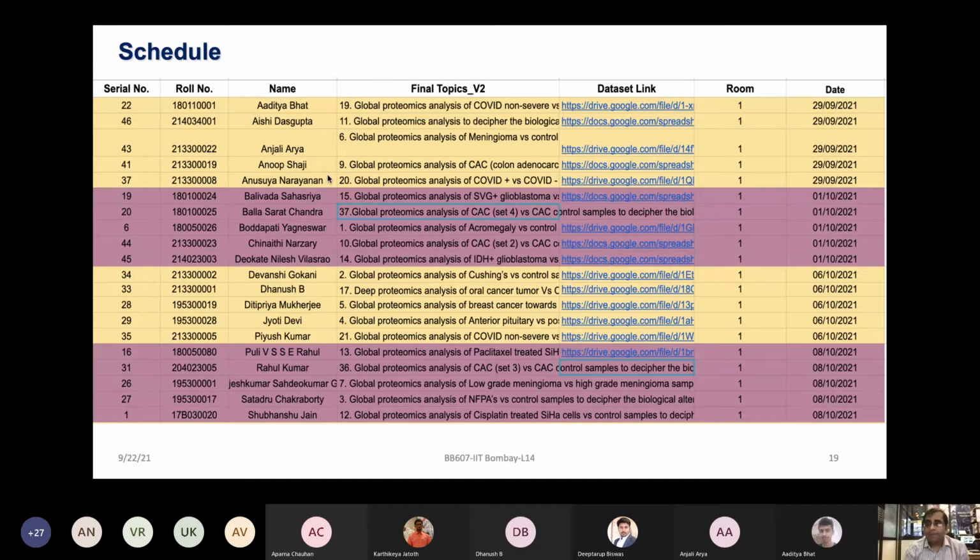Of course, everybody has to be ready. You are due on 29 September. The topics have been assigned to you as per your preferences given, and the dataset link is also given in the Google Sheet. It means you can go and download those data files, which you can start analyzing. So today, all of you will go to these links in the Excel sheet and download the data file, which I'm sure you have done by now. If not, you can do that now.